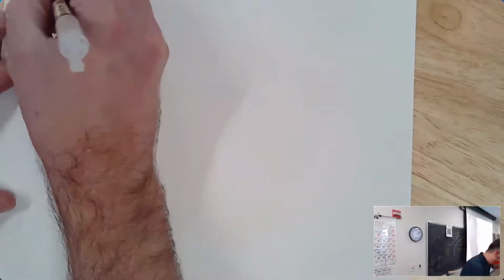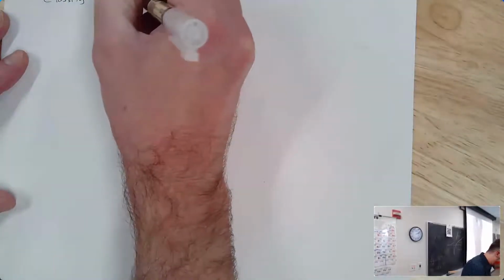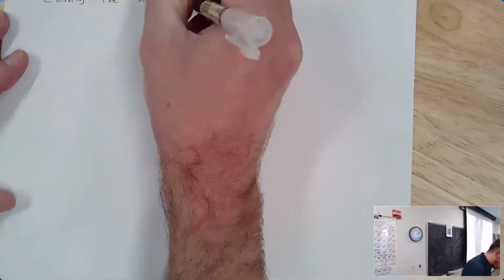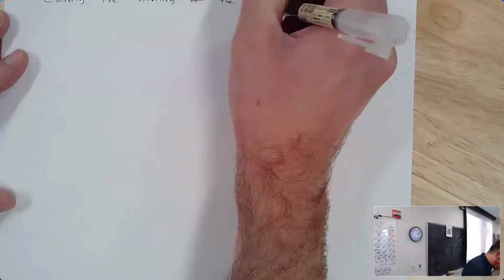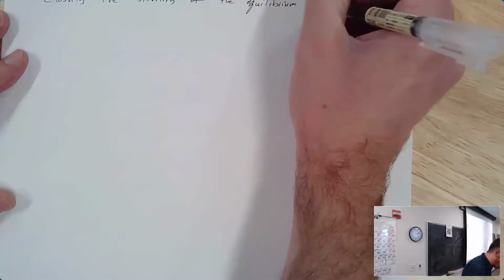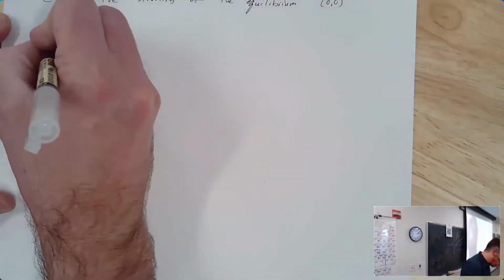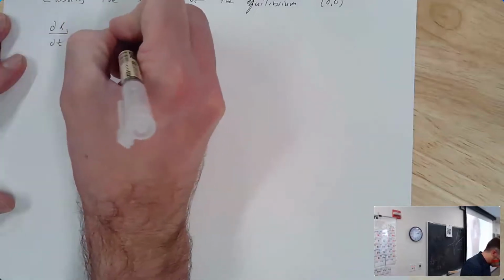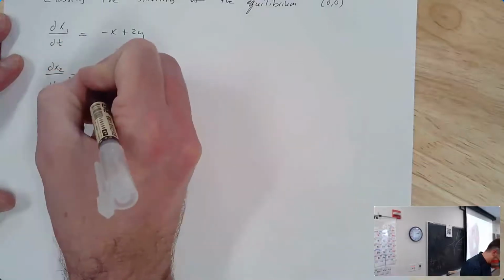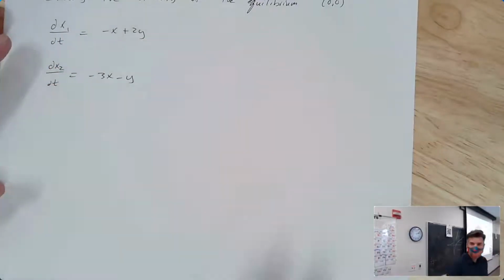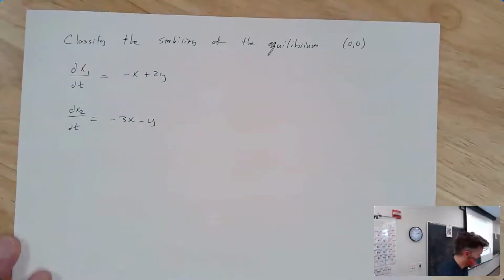I want to classify the stability of the equilibrium. And unless someone says otherwise, the equilibrium is just going to be 0, 0 for this system: dx1/dt equals negative x plus 2y, and dx2/dt equals negative 3x minus y.